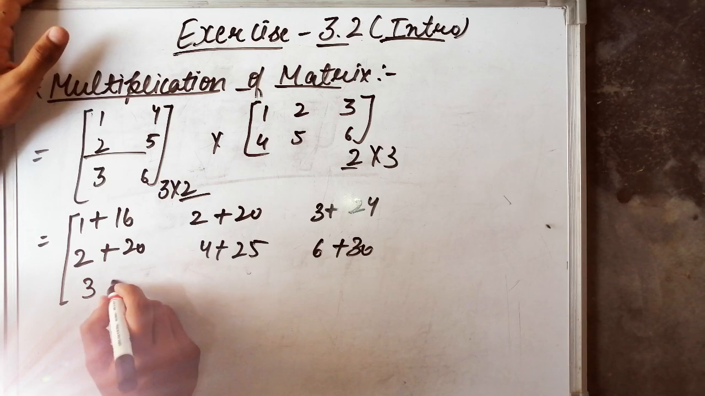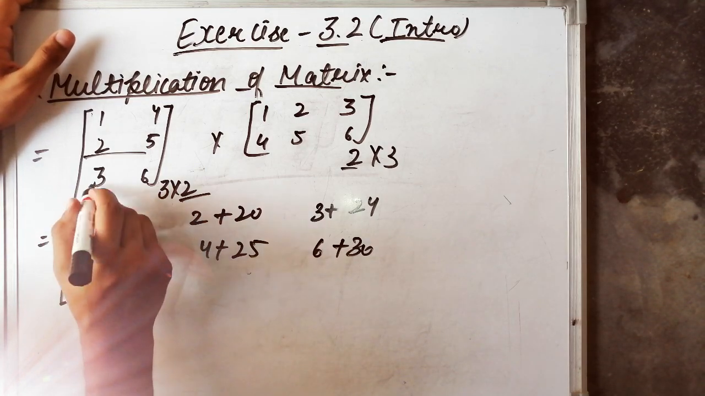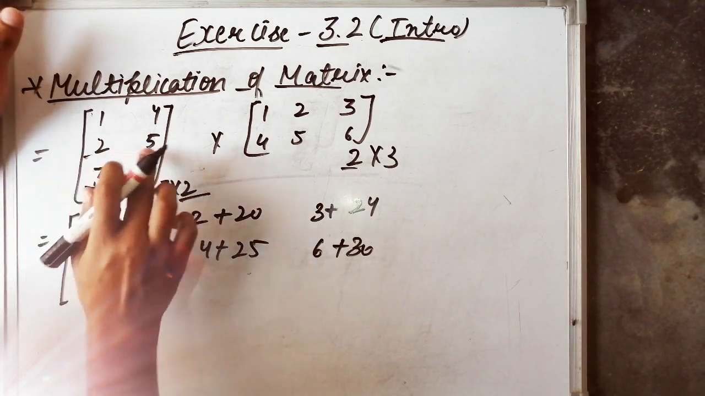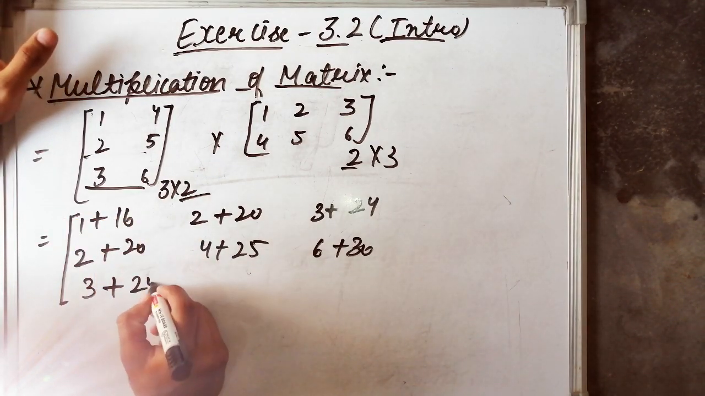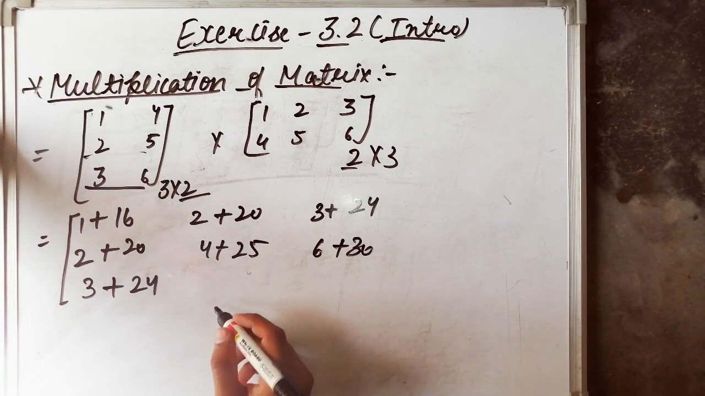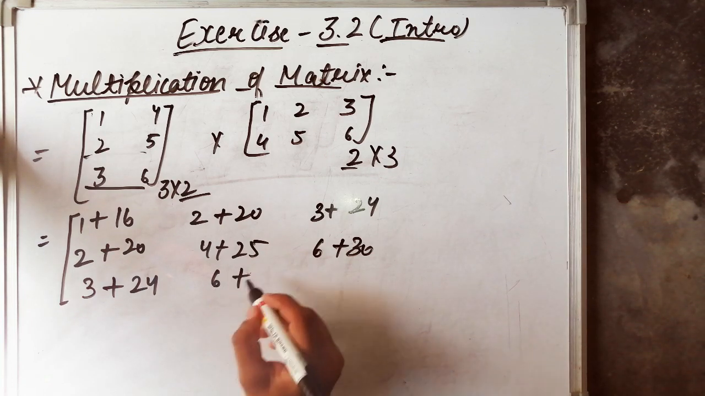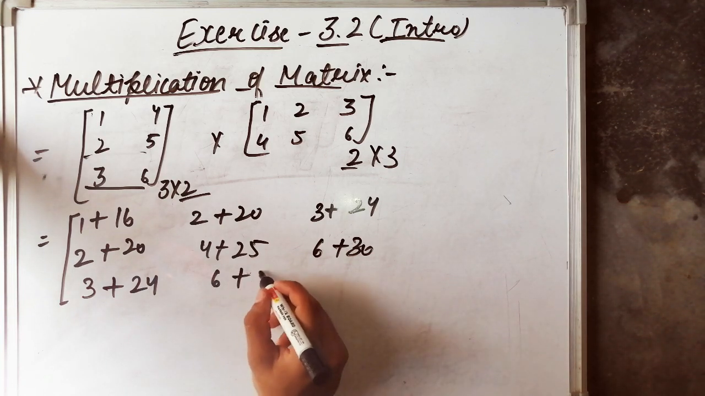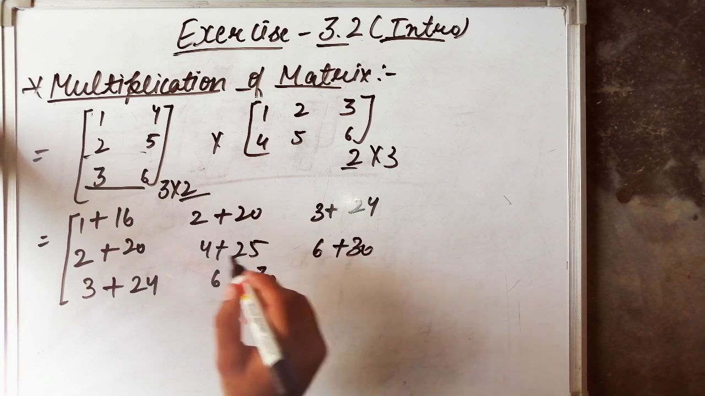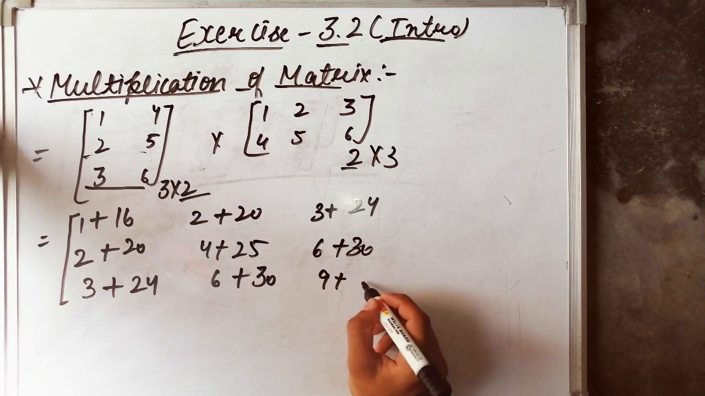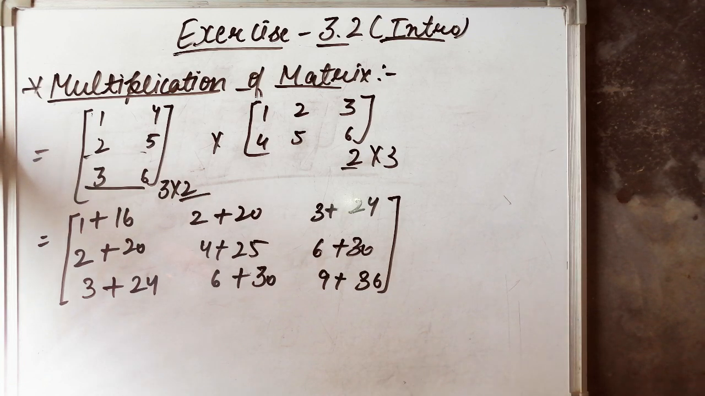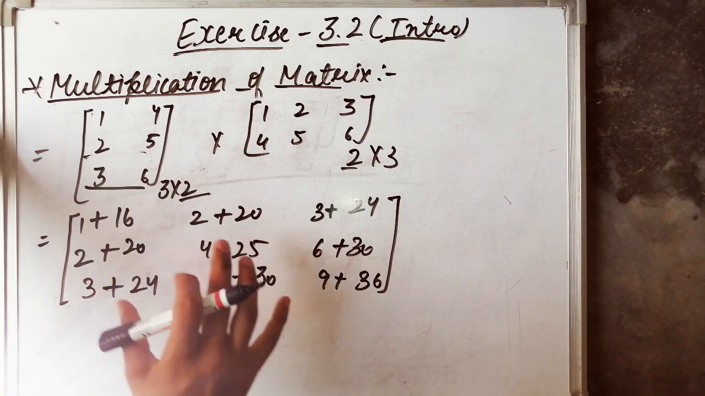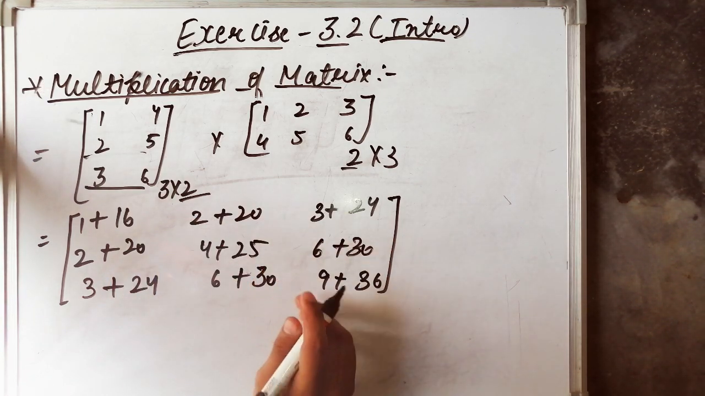3 plus... now I'm doing this third row with these columns. 3 plus 24, 6 plus 30, 9 plus 36. This is the matrix which we have obtained. Now we need to add these elements.